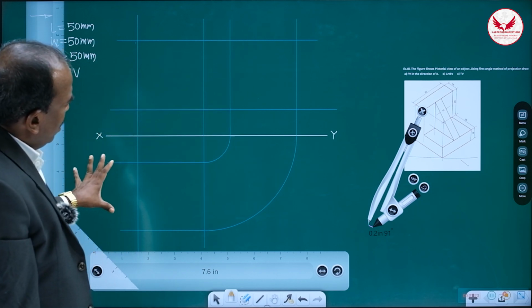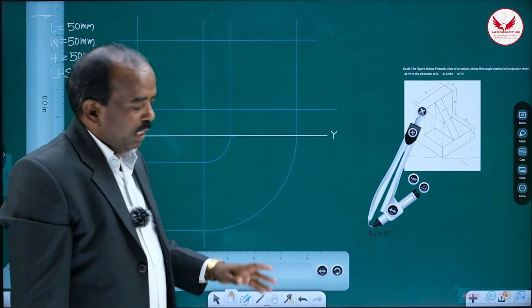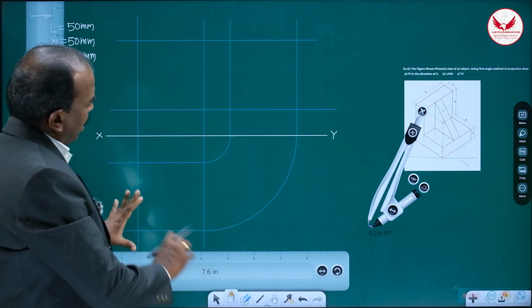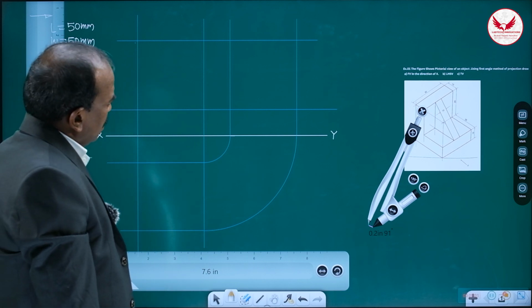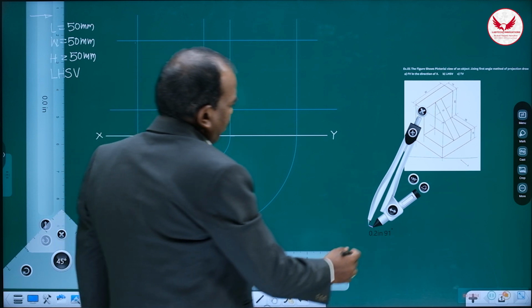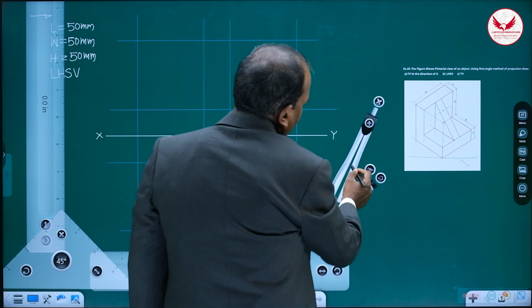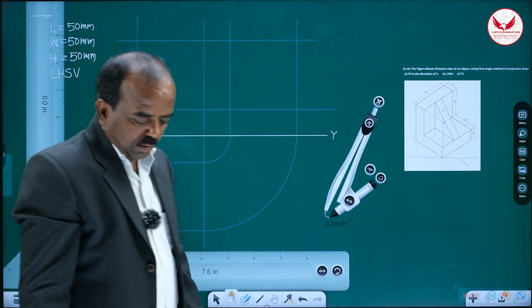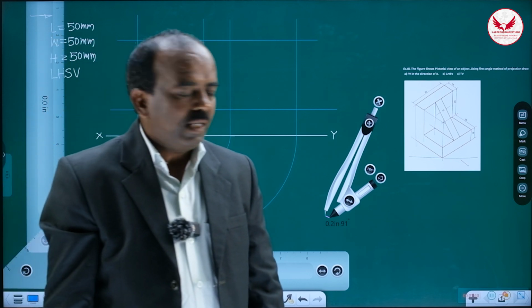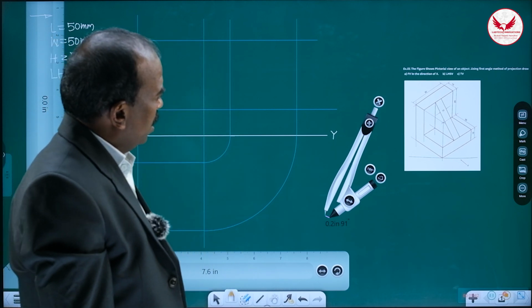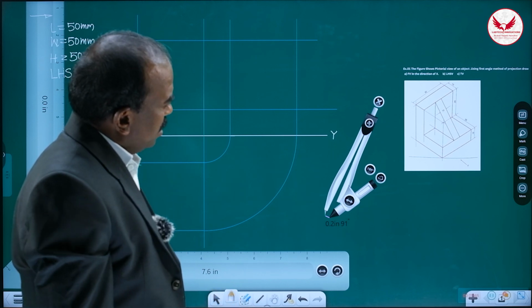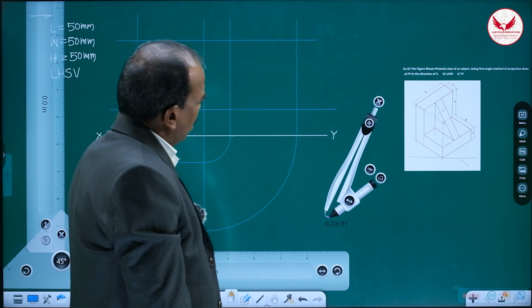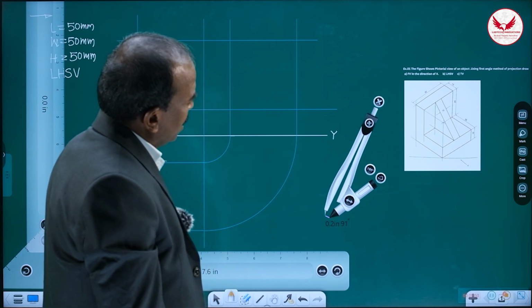This procedure will help you so that your front view, top view and side view will never go out of the page. Then when the object is simple like this, with no complicated part, what you have to do is read the object very carefully and see which view is very simple, so that you can draw very fast.